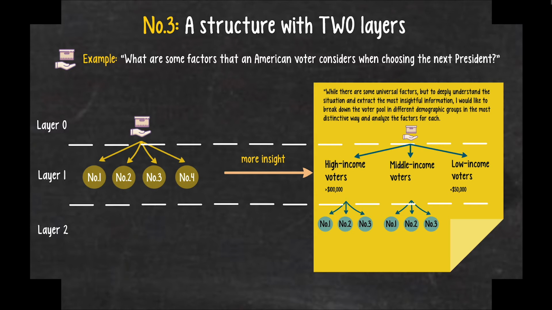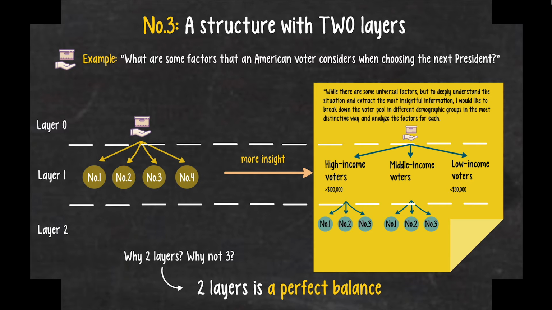You may ask, why 2 layers? Why not 3? Well, 2 layers is a perfect balance. 1 is too lacking in depth, but 3 is a little bit of overkill.